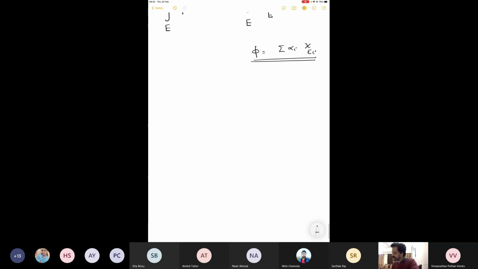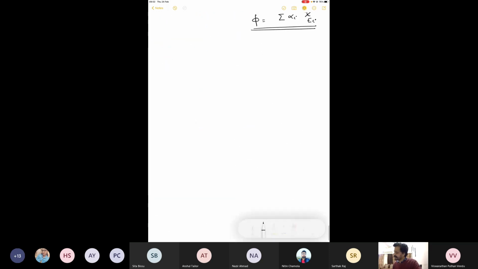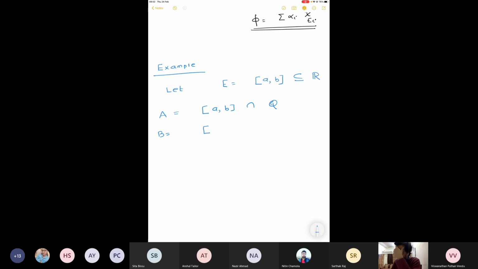Okay. So let me give one example to illustrate this. Not this remark, but the definition: how to integrate over a subset. Example. Let E equal to the interval (a, b), which is inside R. Now I want to talk about integration of some function over E, not over R. Now let us consider A to be (a, b) intersection Q, all rational numbers in that interval, and B to be (a, b) intersection Q complement.